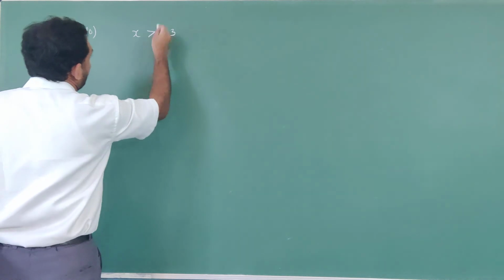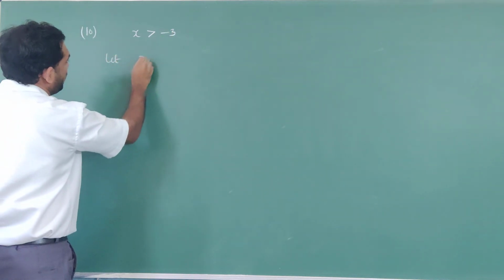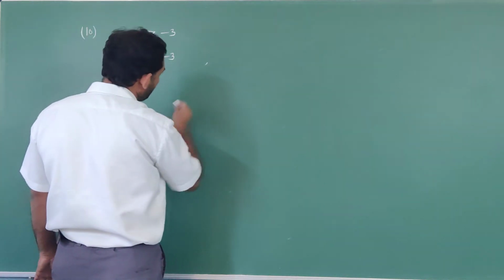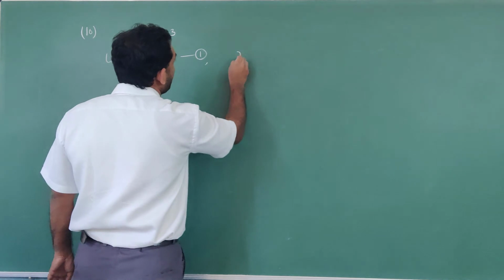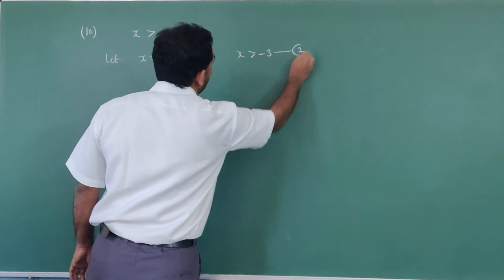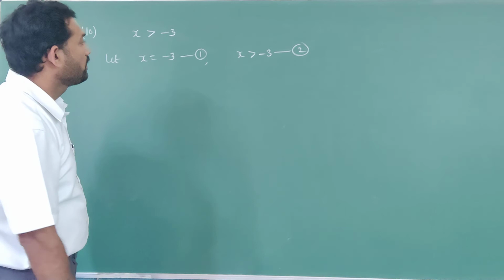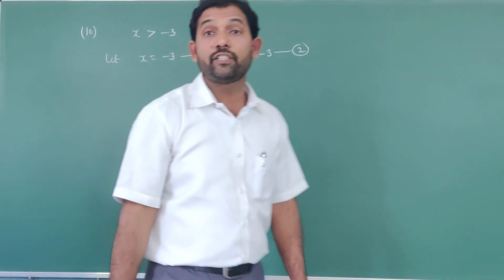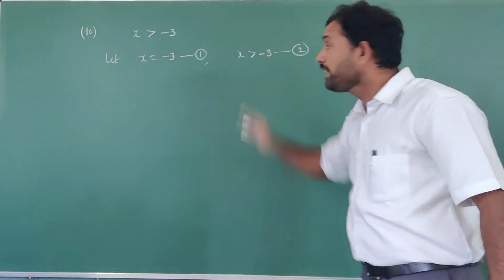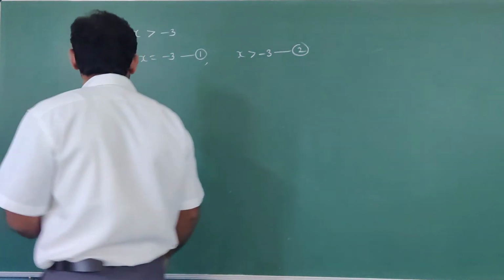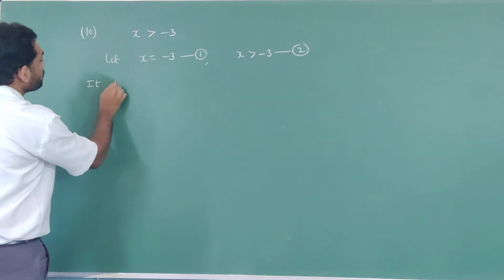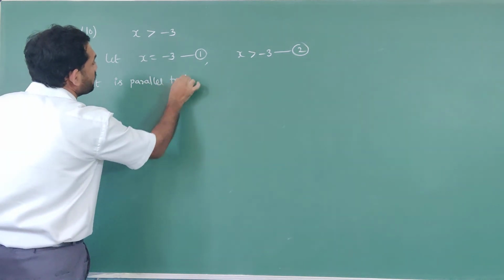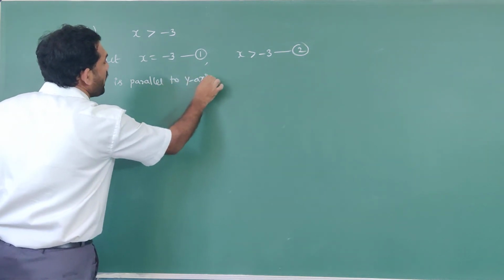x greater than minus 3. So this can be written as x equal to minus 3. Equation number 1, x equal to minus 3. Equation number 2, x greater than minus 3. Now y is equal to some value means parallel to the x axis. x is equal to some constant, minus 3, means it is parallel to the y axis.